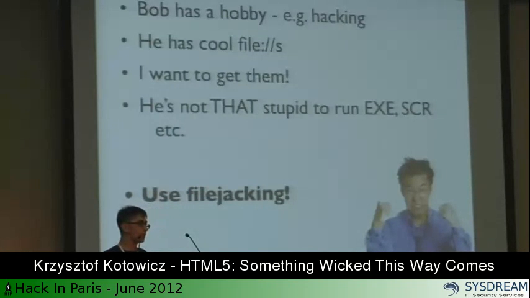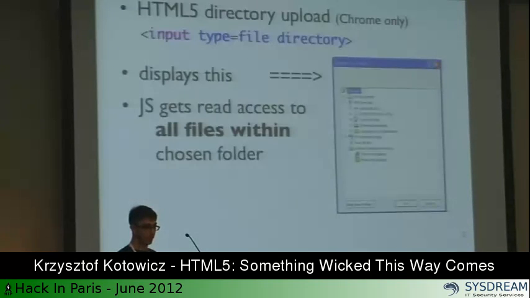And as a CSO, he has access to interesting files. And I want to get those files from his hard disk, from his computer. But, of course, Bob is not that stupid to simply lure him into a website and ask him to download an exe file for him to run to pawn his computer. I'm going to use some HTML5 technique to actually try to convince Bob to hand me these files unknowingly. Let's use something called file jacking.